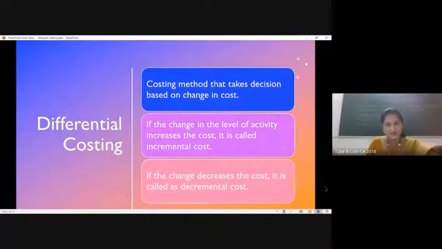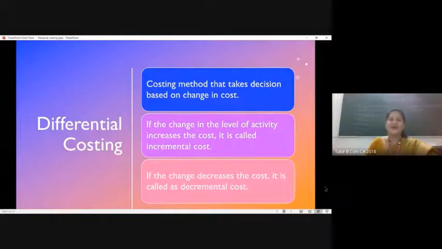If the change in the level of activity increases the cost, it is called incremental cost. It's very easy to learn. Suppose, for example, I'm going to expand my production process of the company. Currently, I have been using only 50% of my production capacity. Now, I'm thinking of increasing my production capacity to 100%. So basically, the requirement of raw material would be high, the requirement of labor would be high, other indirect expenses would be high. Accordingly, it will lead to something called incremental cost.